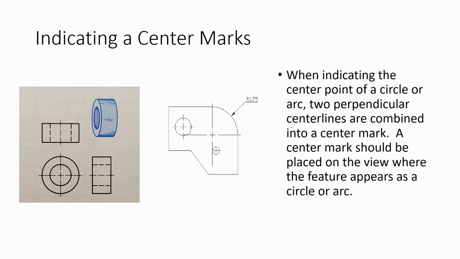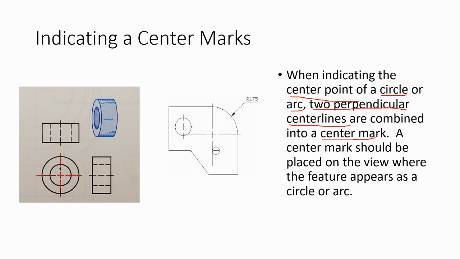So, indicating a center mark. A center mark is a little bit different. This indicates the center point of a circle or an arc. We do it by having two perpendicular center lines that are combined to make a center mark. The difference between this view and this view is that we have this little bullseye thing right here. We have a center line right here, going through here and here. But then we also have a line that's perpendicular, or 90 degrees, to the vertical one. That mark right there is actually a center mark, and that line is telling us that we have a center mark for these circles.